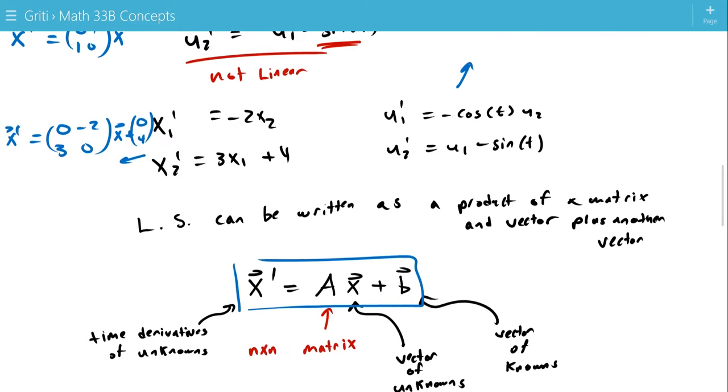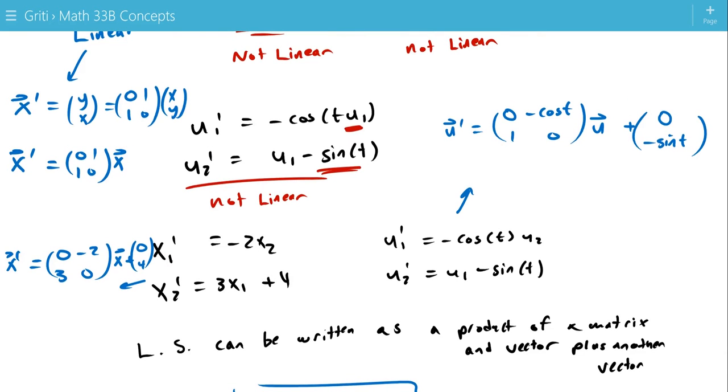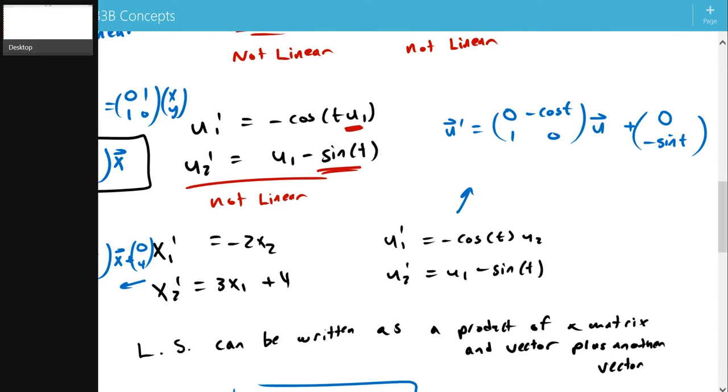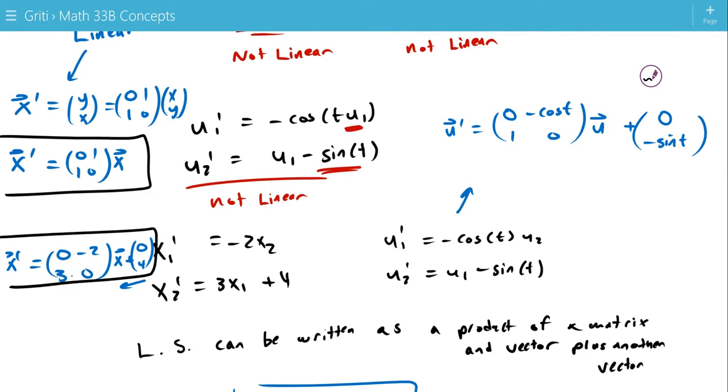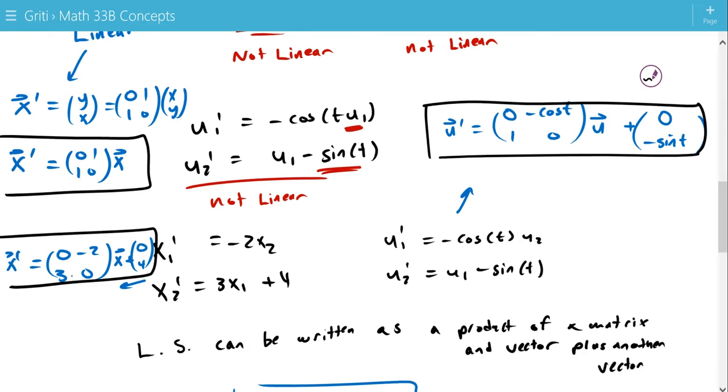That just means our matrix has constant coefficients. So this would have constant coefficients. This would have constant coefficients, but this does not have constant coefficients because cosine depends on time.